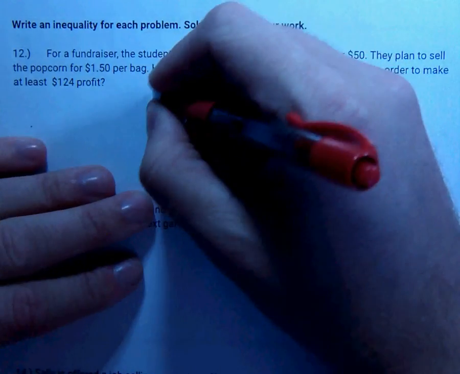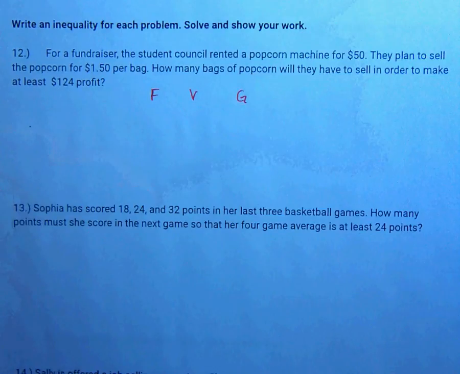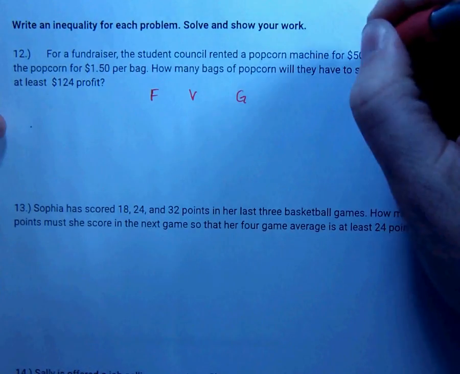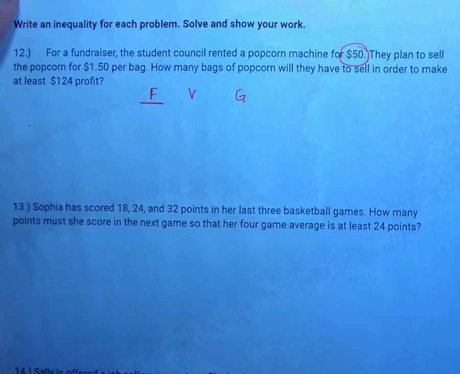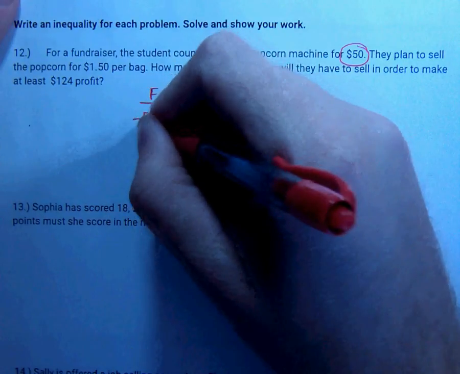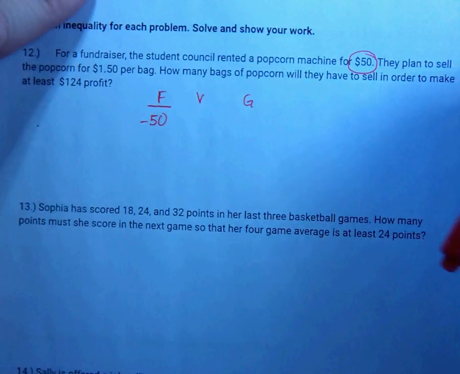So this is a good time to pull out my FVG, my flat number, my variable number, and my goal number. The first number I come across is $50. That represents the amount of money the student council paid to get a popcorn machine. It's not going to happen over and over again, just happened one time, so it is a flat fee. And on top of that, it is negative because student council does not make money for buying something, they lose money. That's how money works.